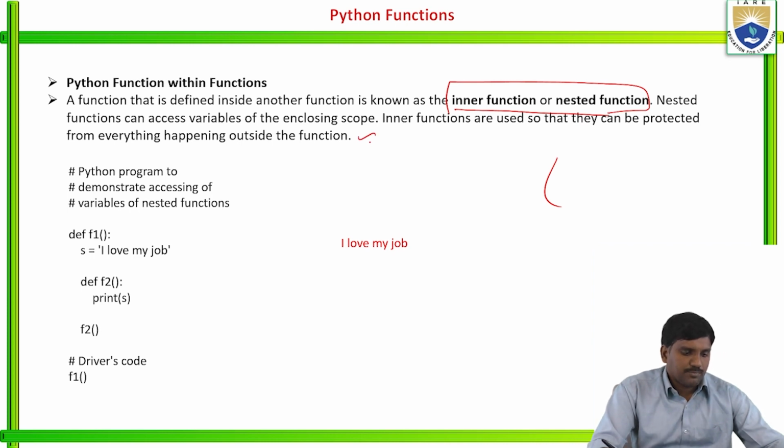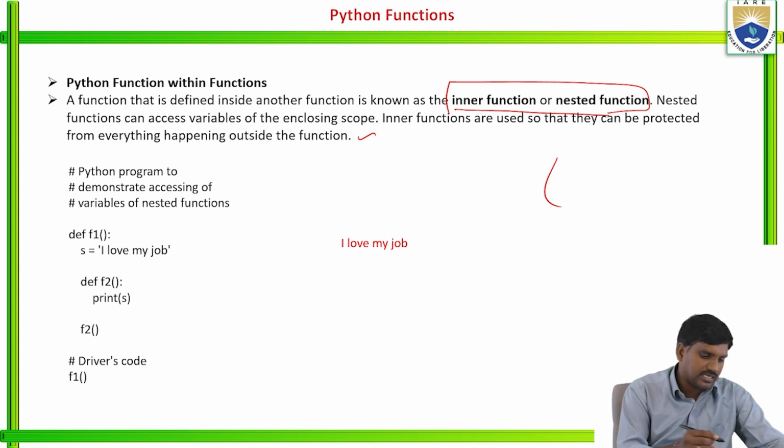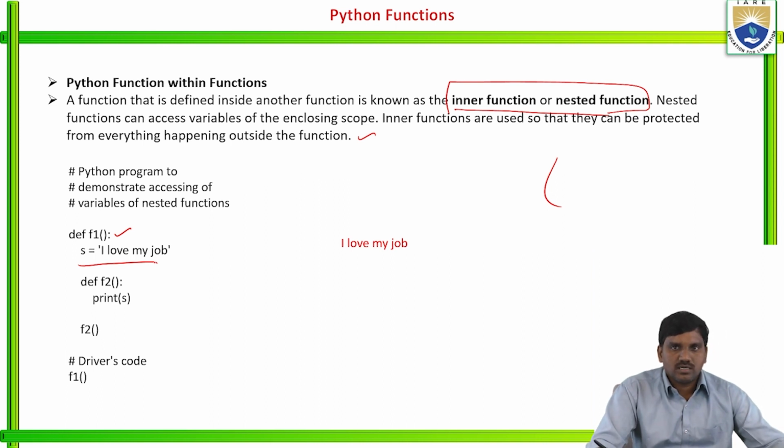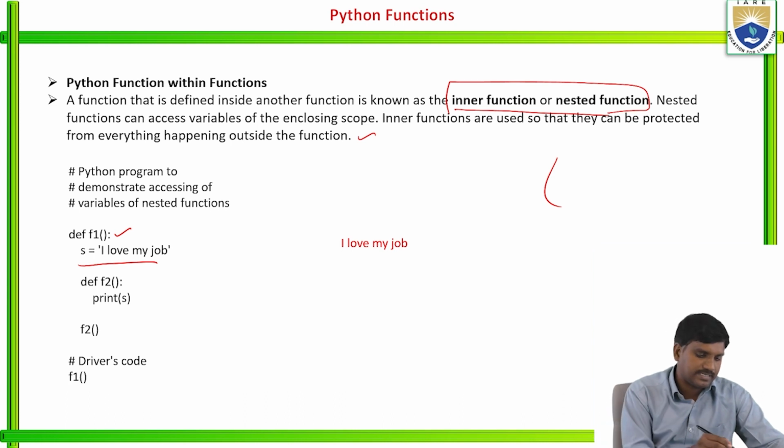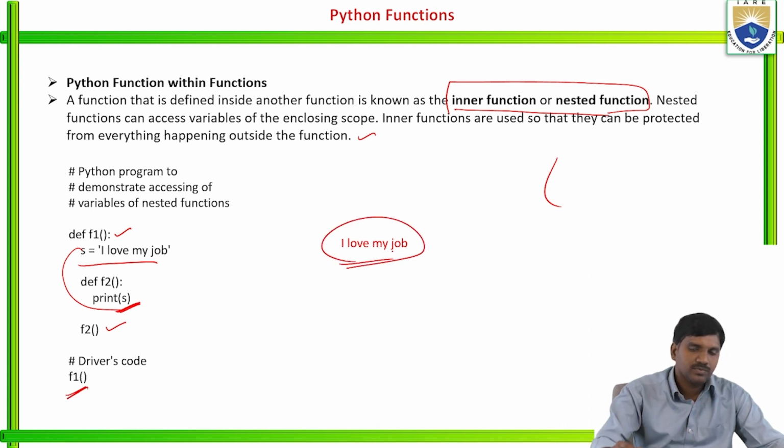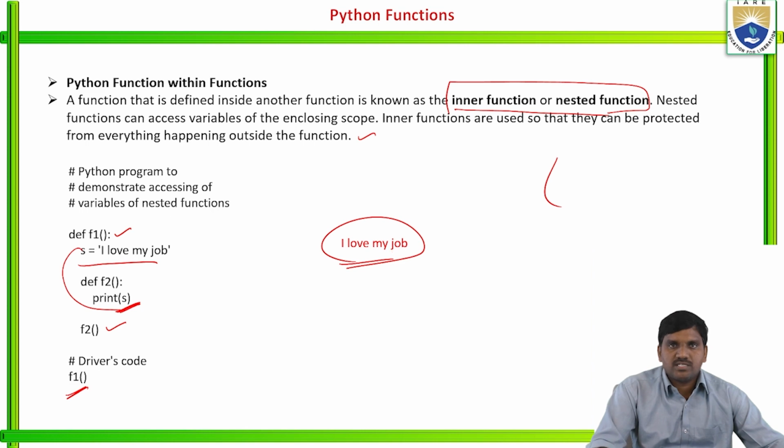So a Python program to demonstrate accessing variables in nested functions. Here, def f1(): s = 'I love my job'. Then def f2(): print(s). Then call f2(). In the driver, call f1(). So the output will be: I love my job. It will display. So this is the function within the function. Inside function 2 there is the availability of function 1's variable. So this is called a nested function.